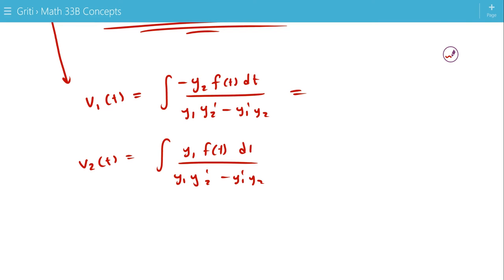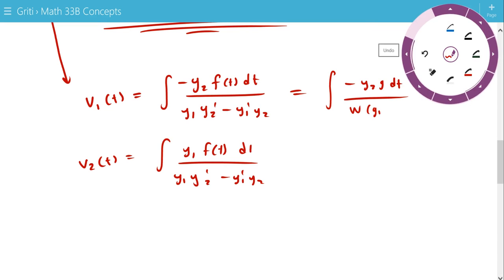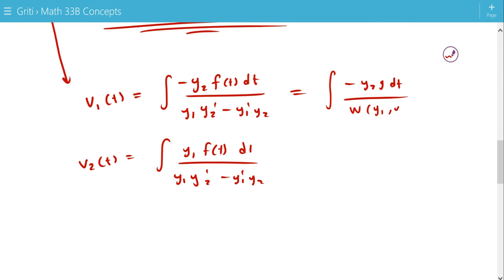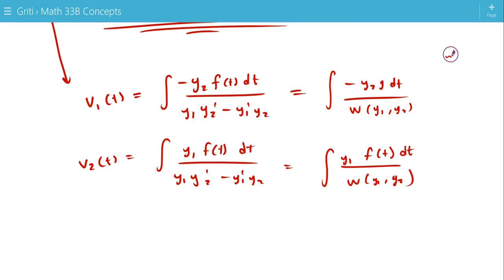We can simplify this by using the Wronskian, or the determinant of it. This is the Wronskian of y1 and y2 on the bottom. Sorry, that should be a t. And that is all there is to variation of parameters.